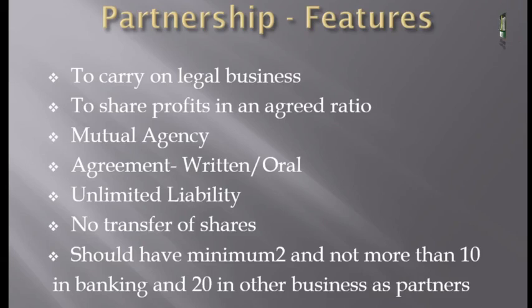Now, what is the intention behind it? The intention is to make profits and to share the profits in an agreed ratio. Suppose the ratio is 2:1 between X, Y and Z. Out of the total profits, 2/5 should go to X, 2/5 to Y and 1/5 should go to Z. Suppose they are equal partners and a profit of 60,000 is made, so 20,000 each will go. So it depends upon the agreed ratio.